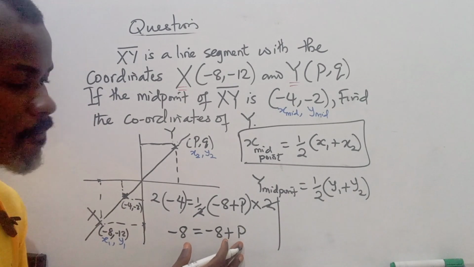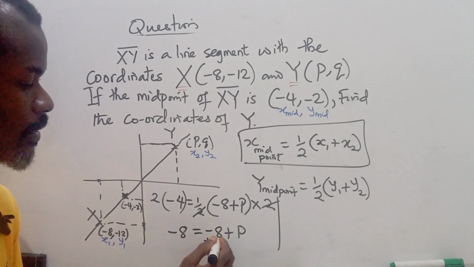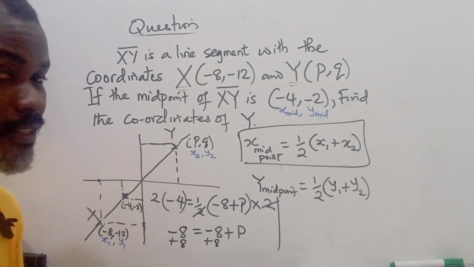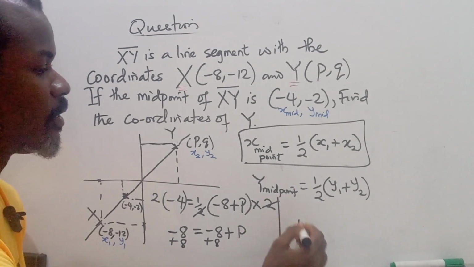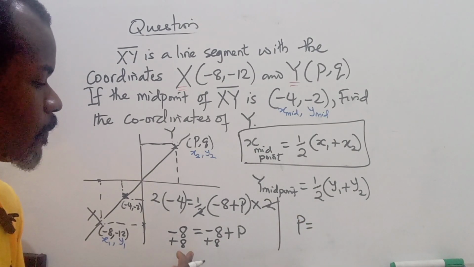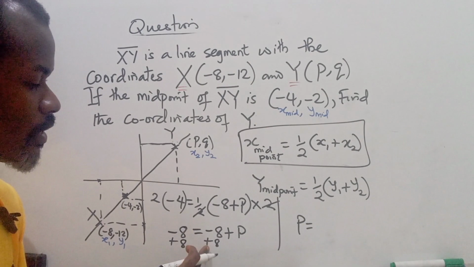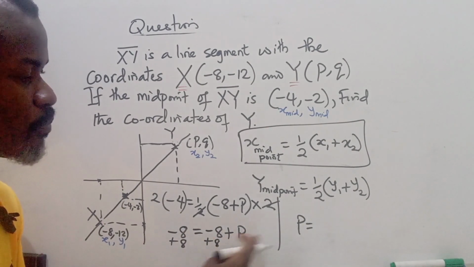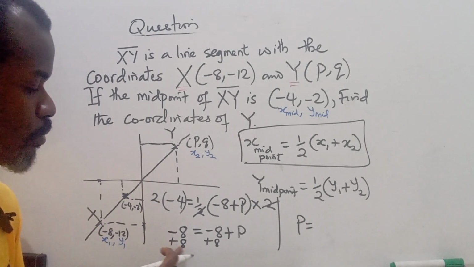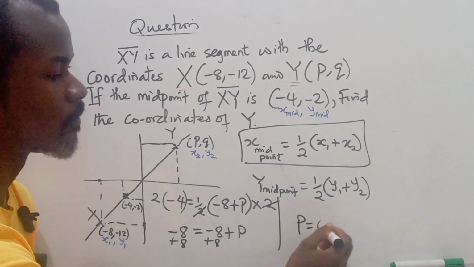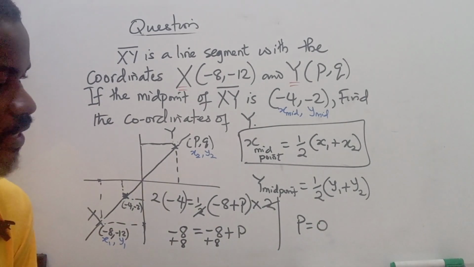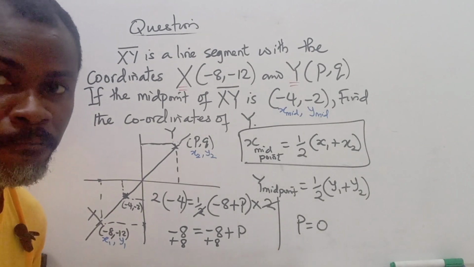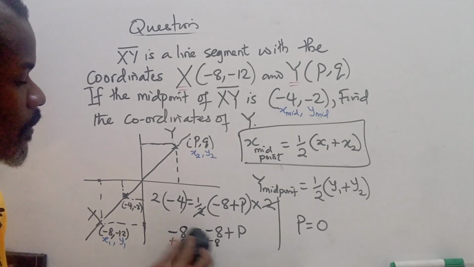So from this, we can now solve for P. What do I do to solve for P? I'm going to add 8 here and I'm also going to add 8 here. So -8 plus 8 is 0, and 0 plus P is P. On this side, -8 plus 8 is also 0. So our value for P is 0.